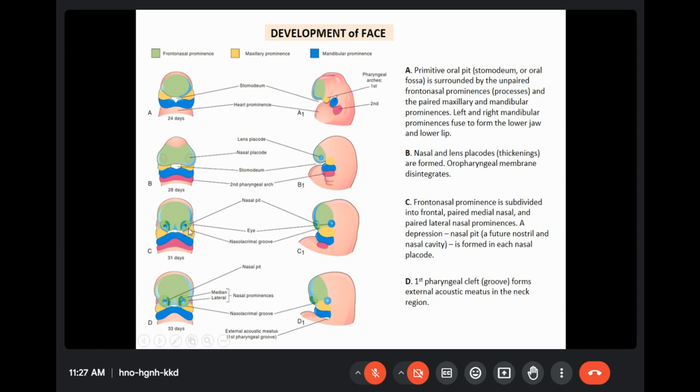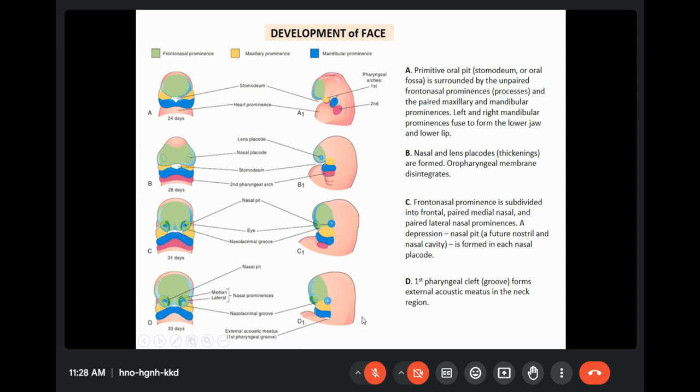Between the lateral and medial nasal processes, an invagination, a depression of epithelium, is formed. It is called the nasal pit. It will be the future nostril of the nose of the embryo. In this picture, you see the eyes that develop on both sides of the head of the embryo.